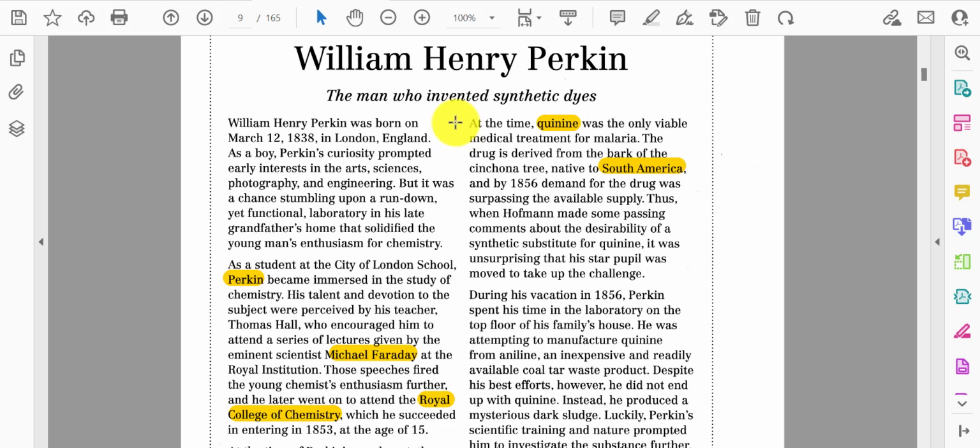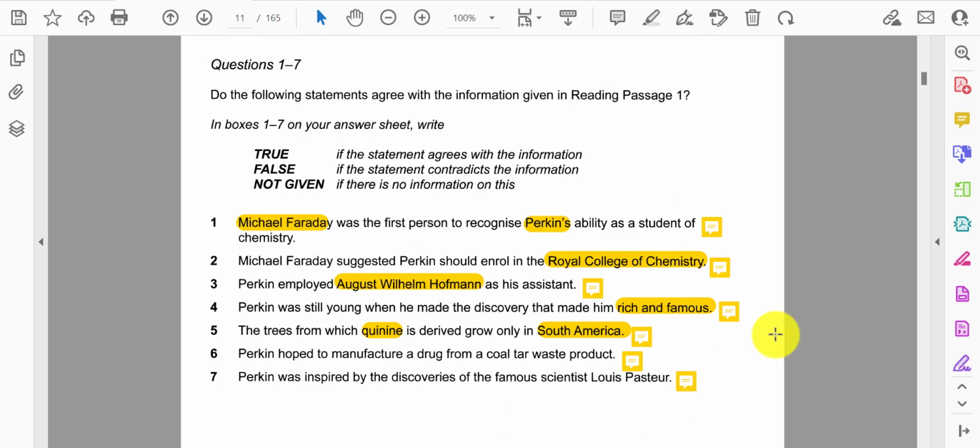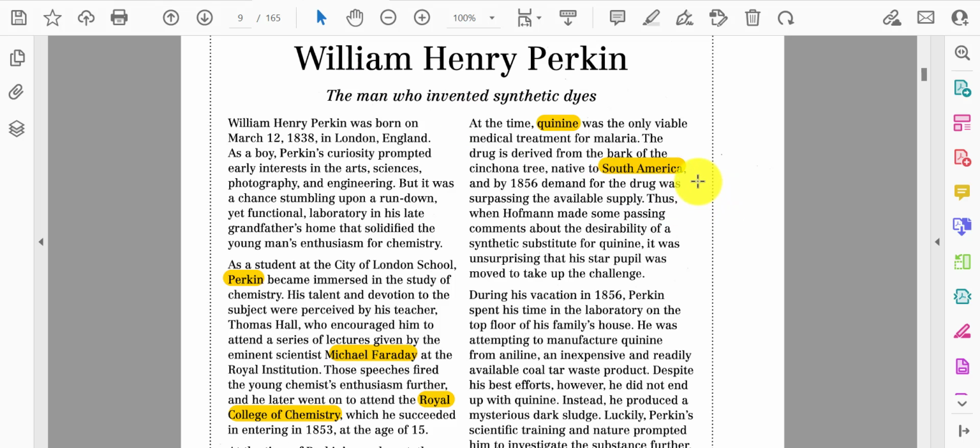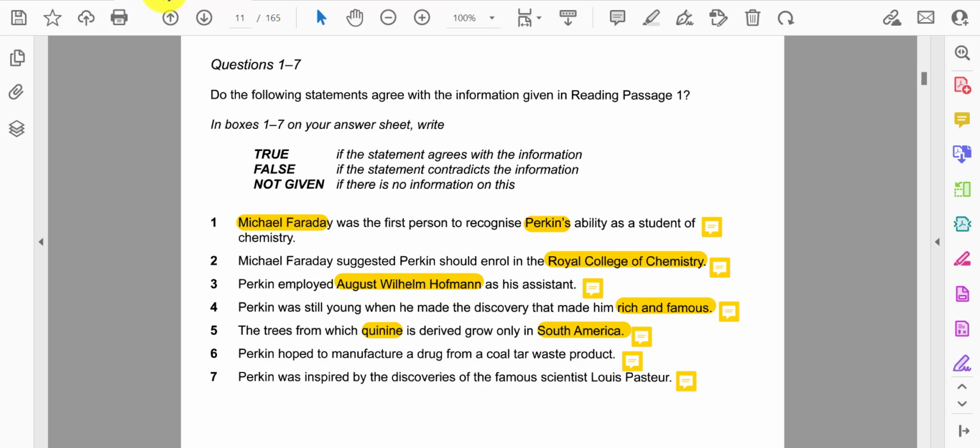Read the sentence including the keyword from the very beginning. At the time, quinine was the only viable medical treatment for malaria. The drug is derived from the bark of the cinchona tree native to South America. Native to South America doesn't mean it grows only in South America. So the question can't be true. Now we should decide if it's false or not given. The passage doesn't mention whether the tree grows in other parts of the world or it only grows in South America. This question is not given for sure.